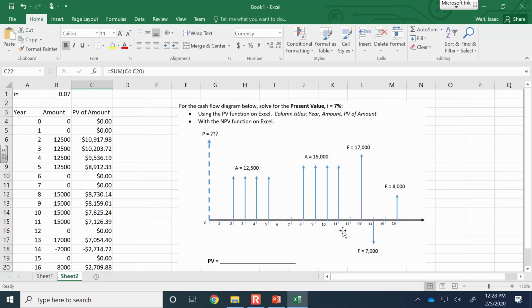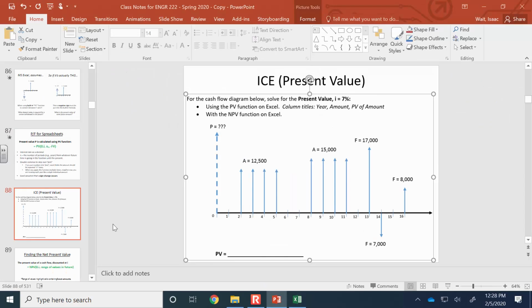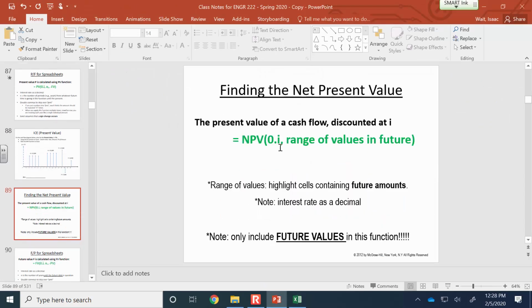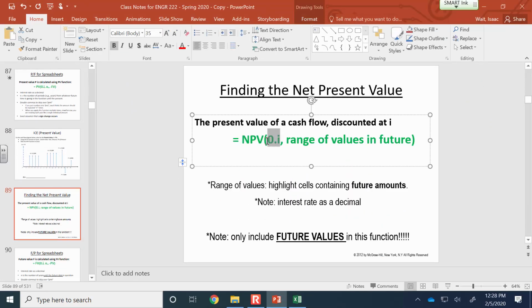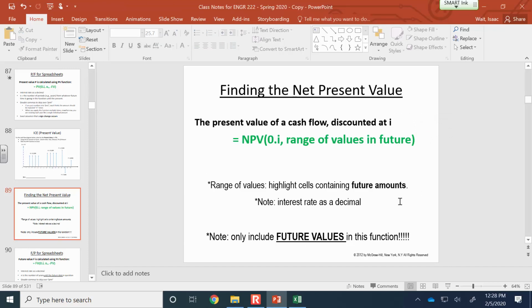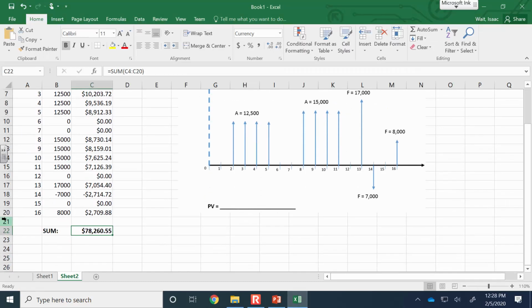And with Excel, there's always an easier way. And so let me show you how to use the NPV function. In Excel, the NPV function allows you to just put in an interest rate and then a range of values. And the only amounts that should go into the NPV function are amounts that are in the future. Don't put amounts that are already in the present. All right, so let's see if we can figure out how to use the NPV function.